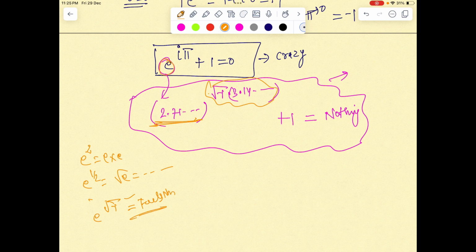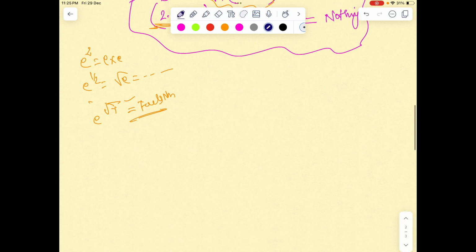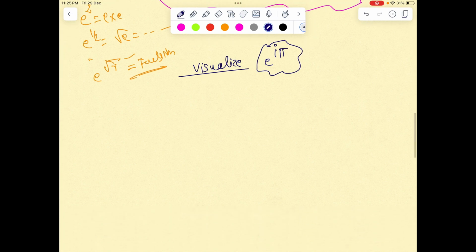What's crazy about this result is you have e to the power i pi that goes to minus 1. So is there any way to visualize this result? Okay, so let's attempt to visualize e to the power i pi. For this, let's go back to our basic world and talk a little bit about the exponential function.